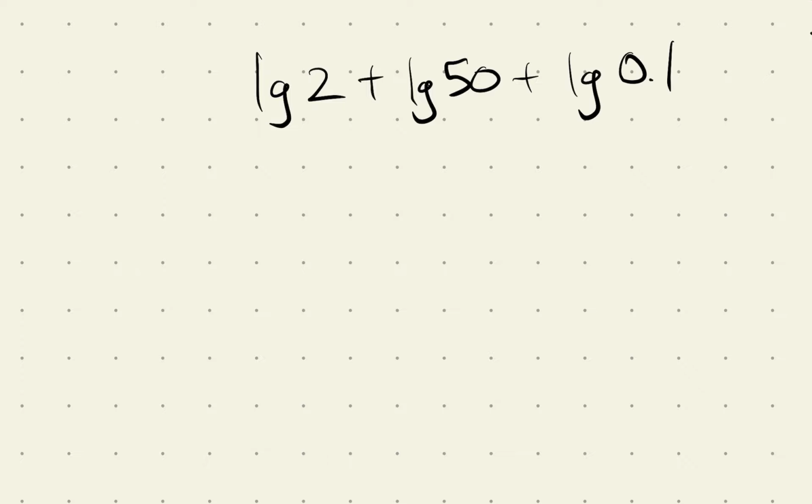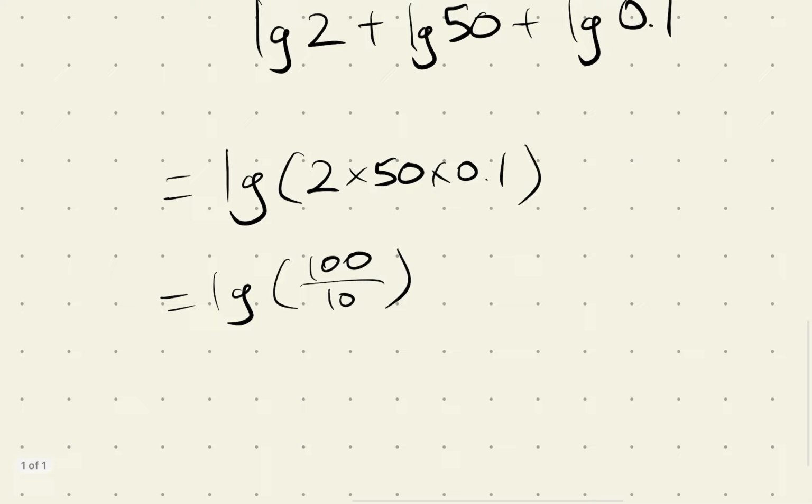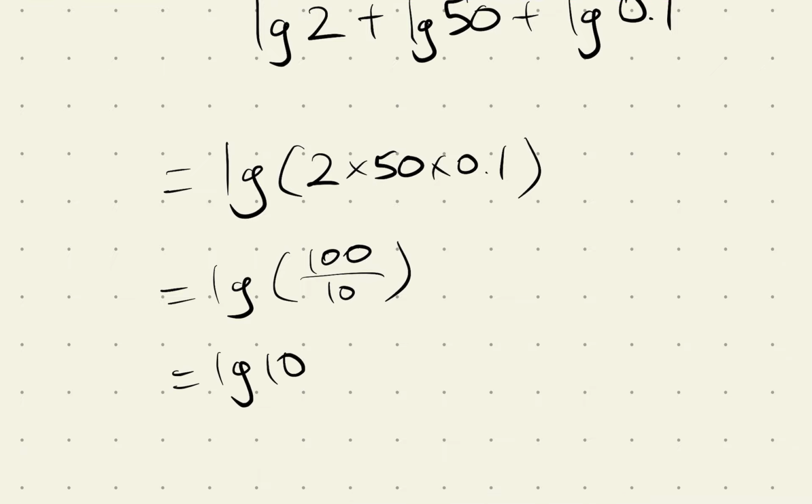Alright, let's do one last one. lg 2 plus lg 50 plus lg 0.1. Might look confusing, but it's okay since they all have the same base, which is 10 technically. You can write this as lg of 2 times 50 times 0.1, which is the same as lg 100 over 10. So we'll get lg 10, which will equal 1.